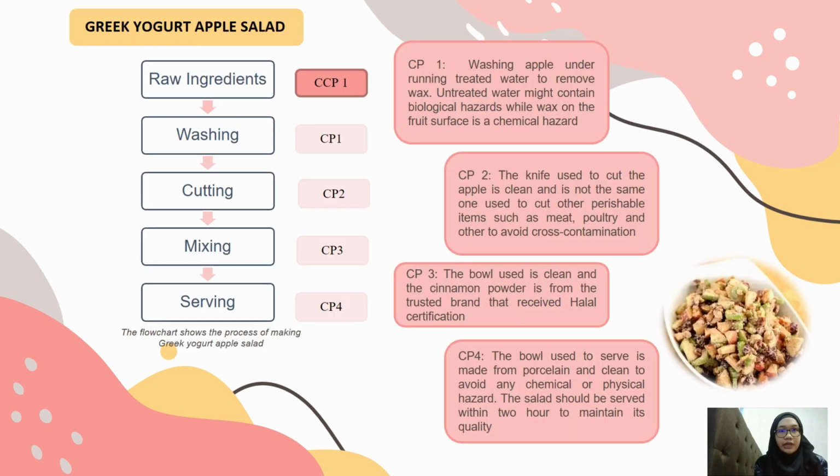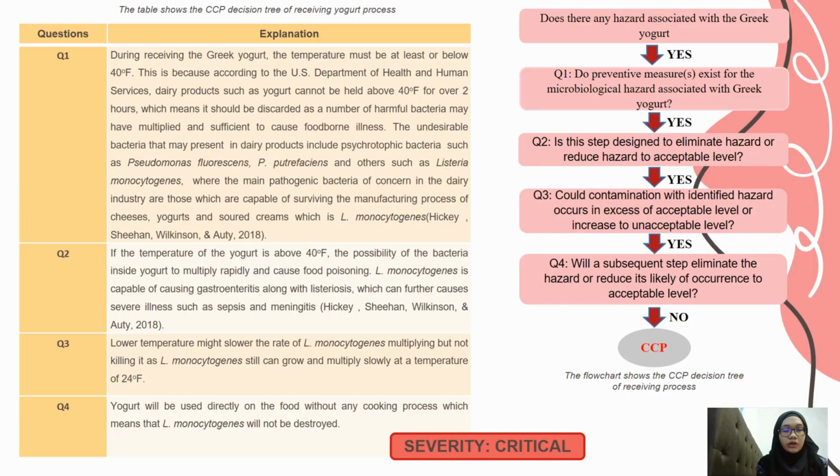For the second menu, which is Greek yogurt apple salad, the ingredients used are apple, Greek yogurt, and cinnamon. There is one CCP identified in this process, which is during receiving the raw ingredients. This is because yogurt and other dairy products are usually associated with Listeria monocytogenes. So the correct temperature, which is lower than 4 degrees C, should be checked to avoid any hazard.